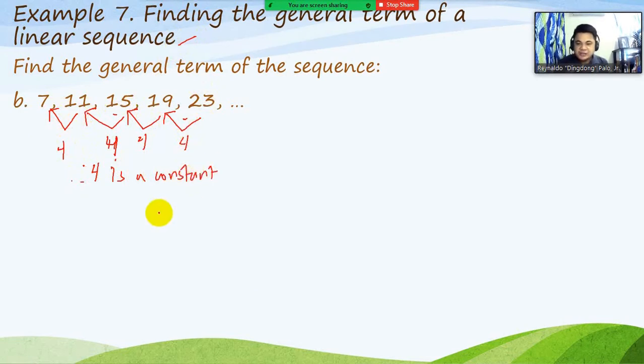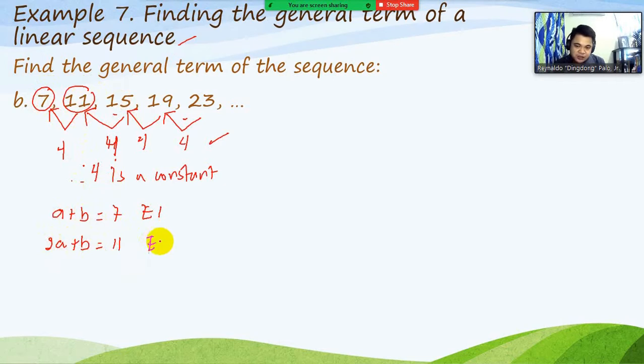Then the next thing that we have to do here, guys, is we have to create the equations. We are able to verify that it is a linear sequence because in the first difference test, the differences are equal. For the first equation, a plus b equals the first term, which is 7. That's the shortcut of it. So this is now your equation 1. For your equation 2, you will be using the second term. So therefore, this one is 2a plus b equals 11. This is now your equation 2.